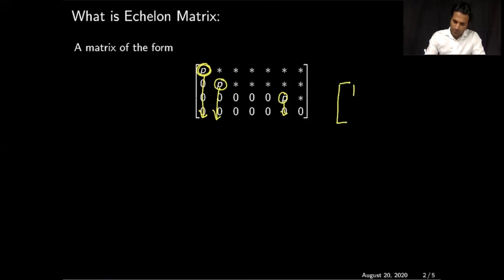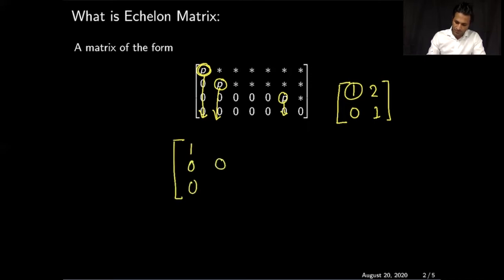I can give you an example. Suppose 1, 0, 2, 1. That is an echelon matrix because this is the only pivot here and the entry below that pivot is 0. Another 3 by 3 matrix: 1, 0, 0, 0, 2, 3, and then 1, 0, 0. As you can see, this is a pivot element and the entries below that pivot are 0, and this is also a pivot. All the entries below that pivot are 0.